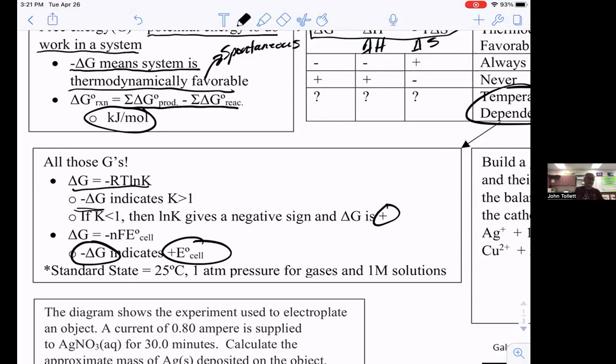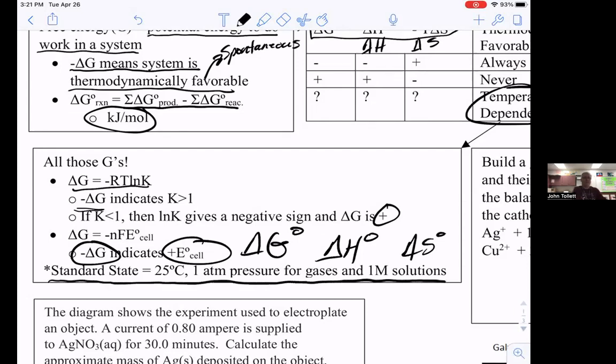If you see written delta G naught, or delta H naught, or delta S naught, what the naught really means is standard state. You guys should know this, but it means that those solutions, or gases, are at a constant temperature of 25 degrees Celsius. They are at 1 atmosphere of pressure for gases and 1 molar for solutions. That's how those values are determined. If the concentrations are manipulated, then there's going to be a change in what your cell potential is or what your delta G is. And that's where we use the Nernst equation to figure that out.